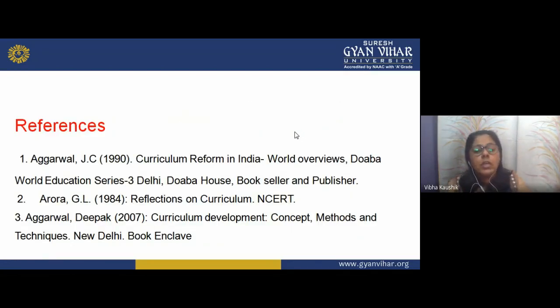Now, in this particular topic, we have understood the meaning and concept of syllabus, how syllabus is different from curriculum, and how you can improve the syllabus. Further, for further reading on today's topic, you can refer to these references.